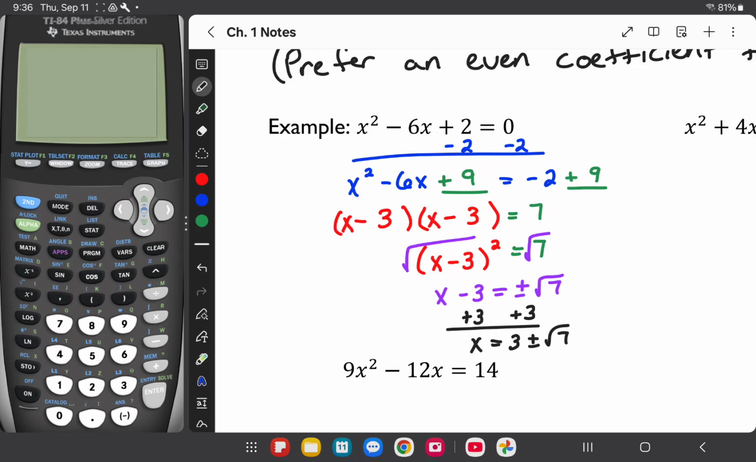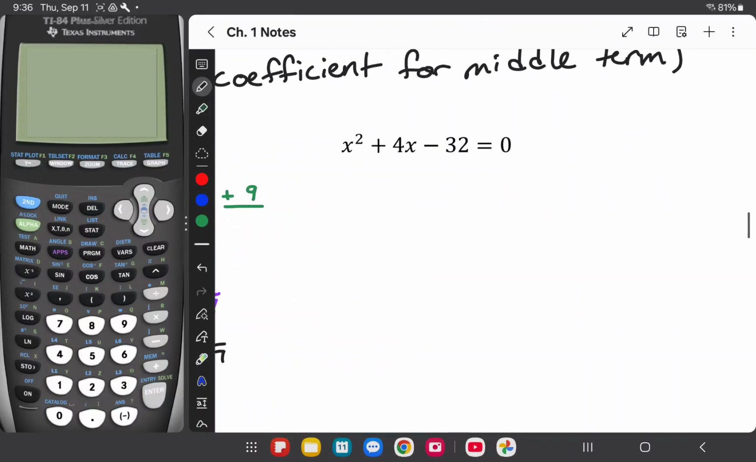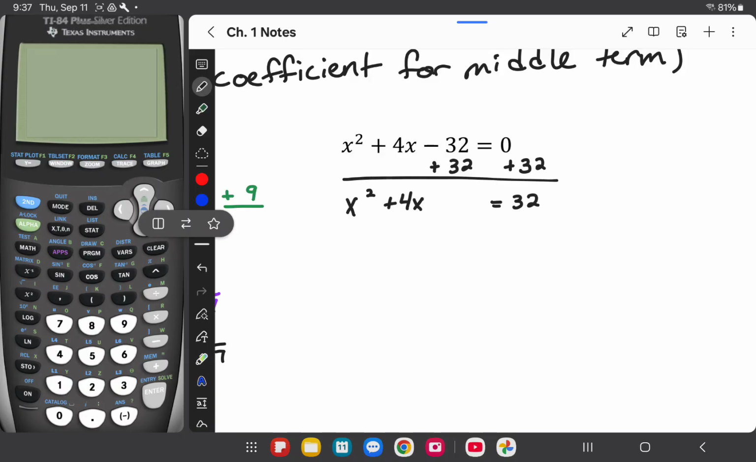Let's go ahead and take a look at a couple more examples of this method. For our next example, we have x squared plus 4x minus 32 equals 0. So similar to our last example, we want to add any constant terms over to the other side. That will leave me with x squared plus 4x on the left side is equal to 32 on the right side. So once again, my goal here would be to factor this so that my factors are the exact same. In order to do that, I'm going to take half of my middle term, which is a positive 4, to find out that x plus 2 is going to be my repeated factor.